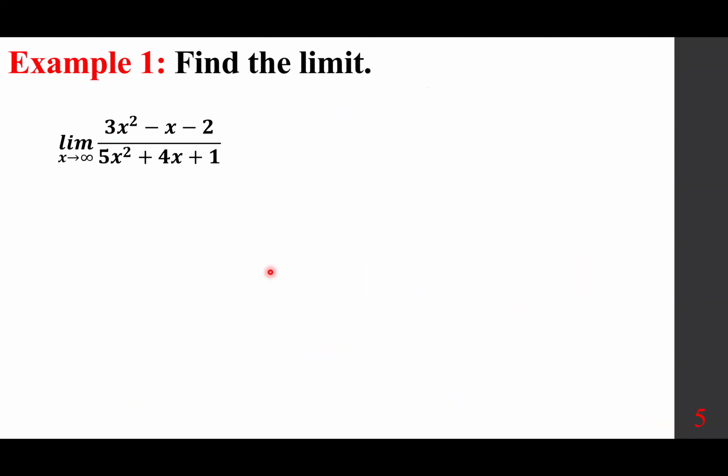We want to take the limit for this example, the limit of 3x squared minus x minus 2 over 5x squared plus 4x plus 1 as x approaches infinity. Basically, we've discussed the technique when we dealt with the sequences. This is a fractional format, more specifically, a rational function.